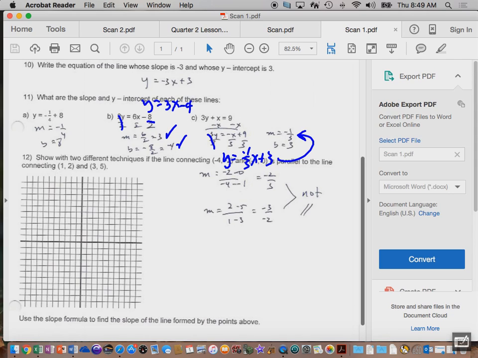I got negative x over 3. You got negative what? Negative x over 3. Yeah, but here's the problem. If your final answer was negative x over 3, well, that's what I wrote, so why would you have a problem? Because you wrote negative 1 over 3. Well, the slope is negative 1/3. The equation is negative x over 3.